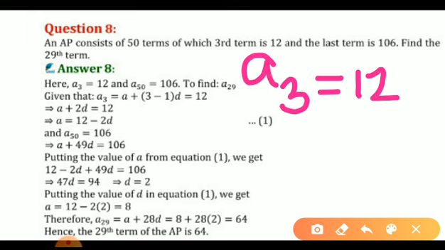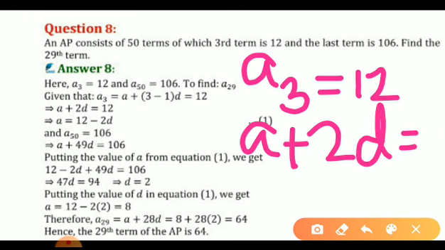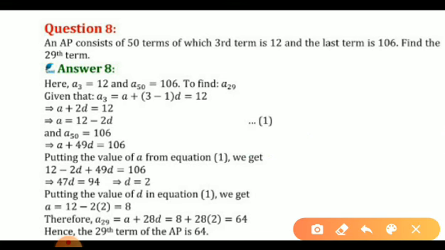Okay, now if A3 is 12, what can I say? See, AN is what? Is it A plus N minus 1 D? Similarly, how can I write that A3? Will it be A plus 3 minus 1 D? So A plus 2D is given to be equal to 12. Okay, so that will be your first equation: A plus 2D is equal to 12.